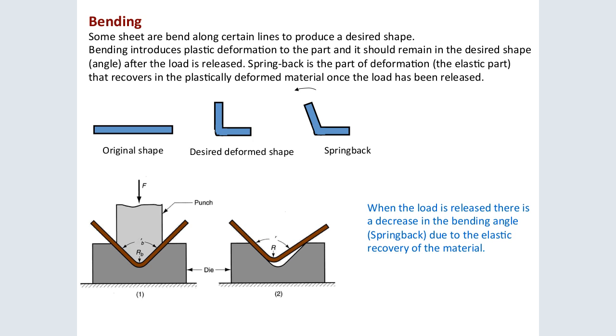Bending. Some sheets are bent along certain lines to produce a desired shape. So the bending introduces plastic deformation to the part, and it should remain in the desired shape, that is the angle, after the load is released. So the springback is the part of the deformation.